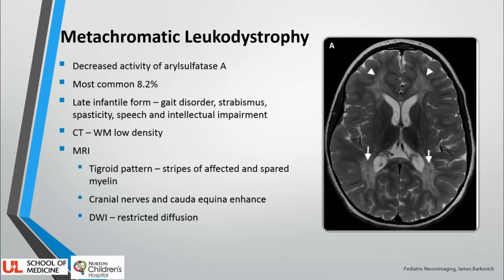Characteristic feature on MRI is the tigroid pattern with stripes of dark and bright signal representing spared and affected myelin. After contrast administration, cranial nerves and cauda equina demonstrate contrast enhancement. The T2 image here demonstrates abnormal bright signal in the periventricular and deep white matter. There is sparing of the subcortical white matter. Signal abnormality in the peritrigonal white matter demonstrates the tigroid pattern with dark stripes representing spared myelin.